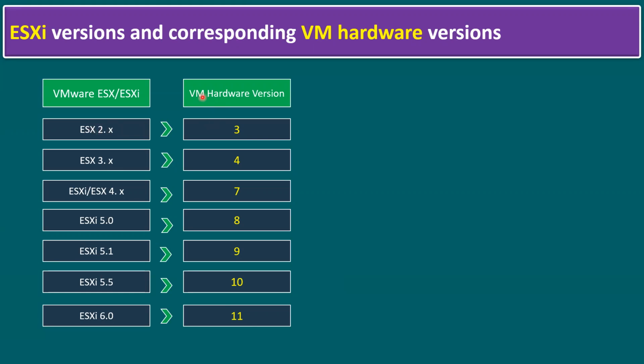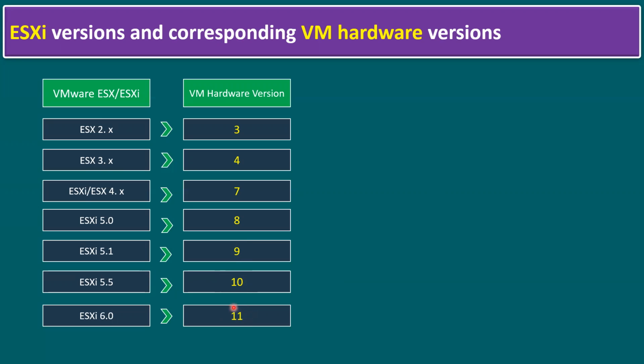Within ESX2, whenever we create a virtual machine, the virtual machine hardware version is 3. Similarly, ESX3 hardware version is 4 and ESX4 hardware version is 7. This hardware version is not equivalent to the ESX version, it's slightly higher. ESXi 5.0 has hardware version 8, and 5.1 increases to 9. 5.5 has hardware version 10 and ESXi 6.0 runs with virtual machine hardware version 11.